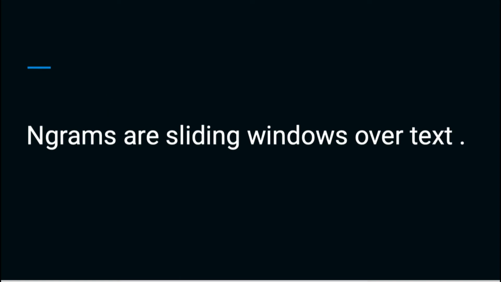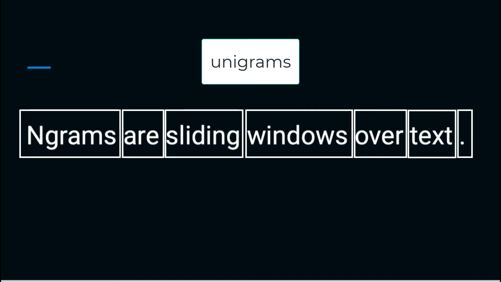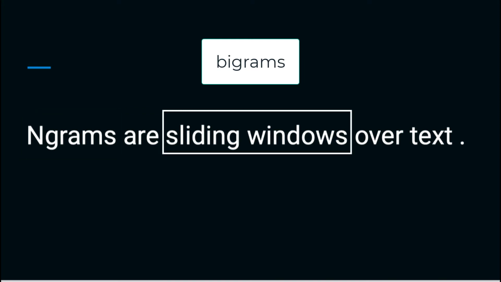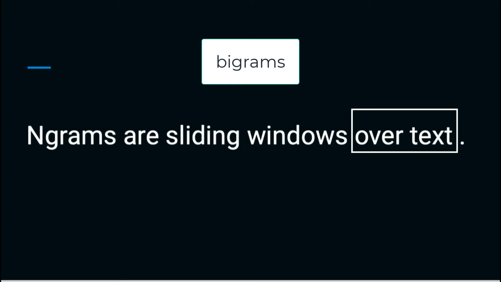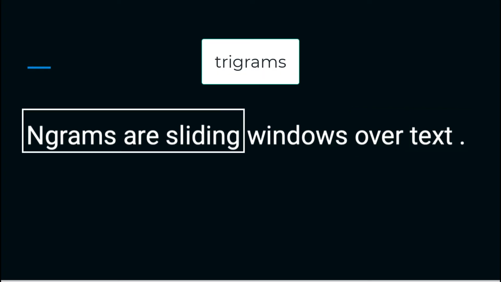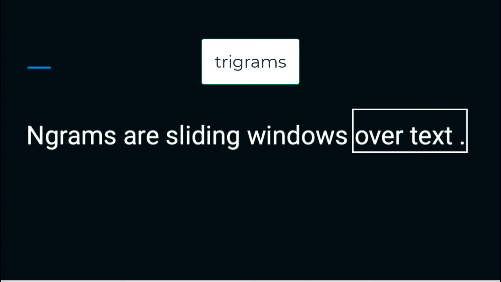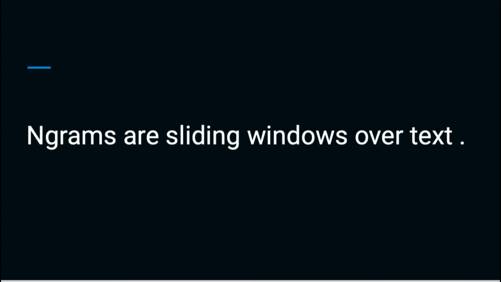The answer in many NLP applications is ngrams. Ngrams are sliding windows over text, looking at n words at a time. Unigrams take one word at a time. Bigrams take two words at a time. Trigrams take three words at a time. And above 3, they're usually just called ngrams, with n specified as 4, 5, etc.